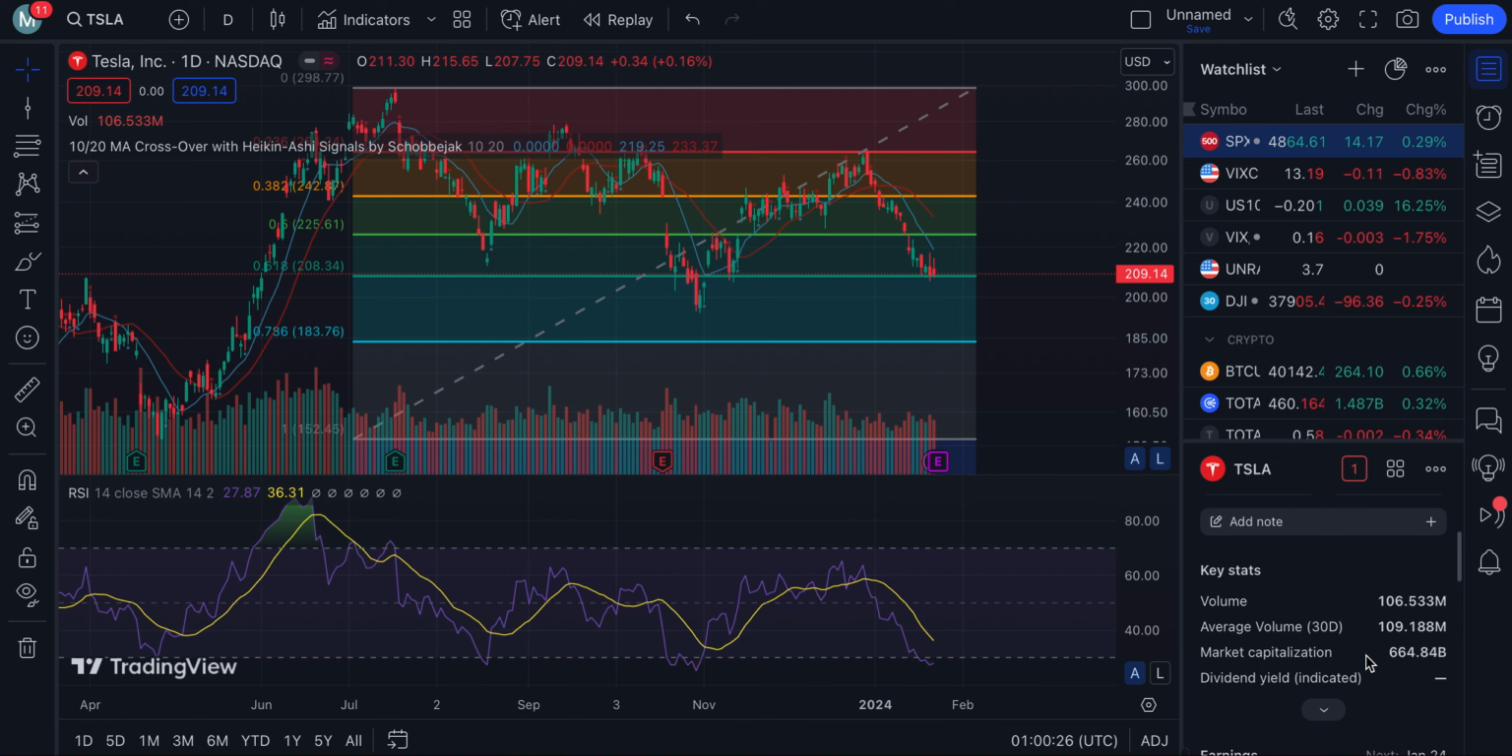1 trillion. And that means if you invested 1,000 into Tesla when its market cap is 1 trillion, in order for your 1,000 to turn into 2,000, its market cap would have to double to 2 trillion. Okay? Now Tesla's market cap is at 665. It's been at around 800 and higher before.